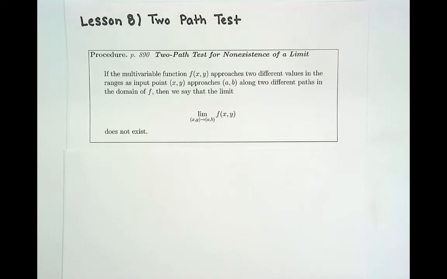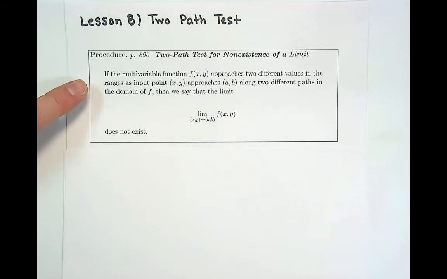Welcome back. In this part of Lesson 8, we're going to talk about the two-path test for non-existence of a multivariable limit. The two-path test comes from the intuition that if a limit exists, the output values should converge to that limit regardless of how the input approaches the point (a, b) in the domain.